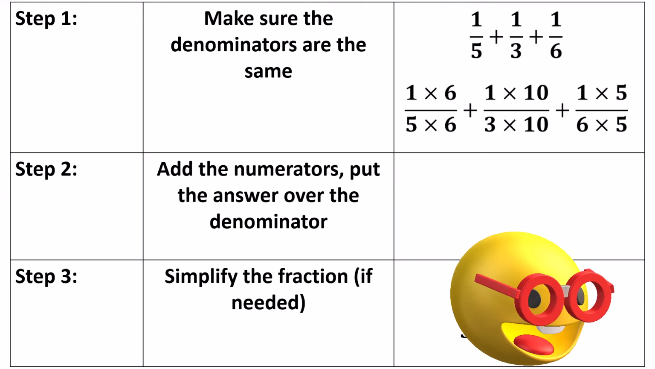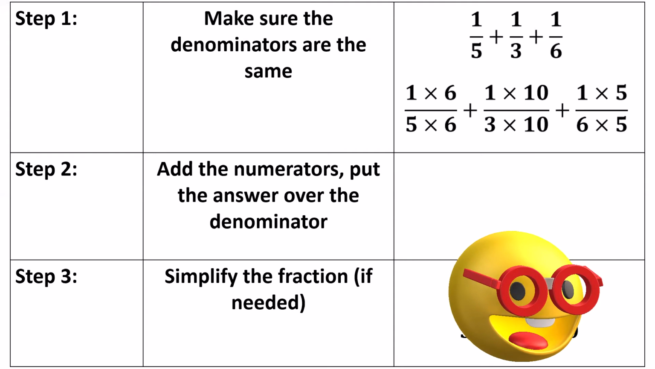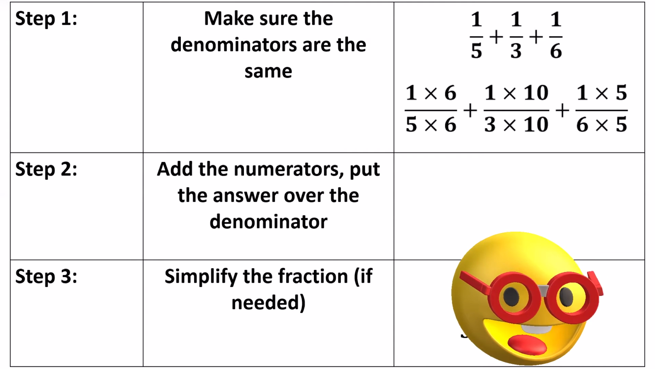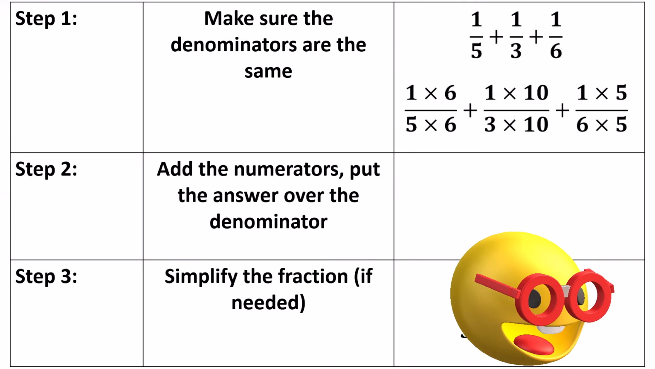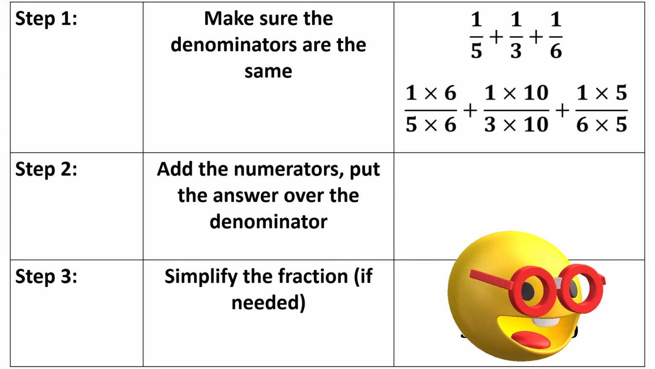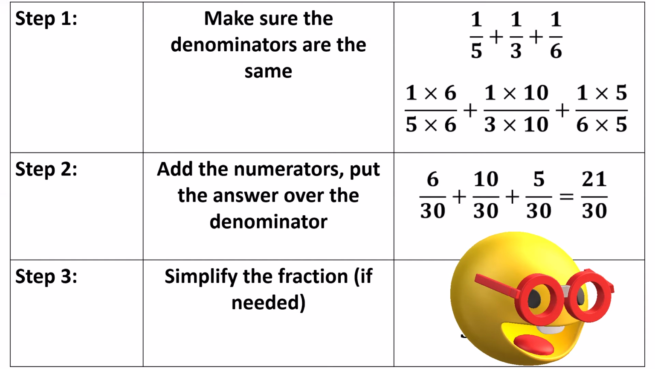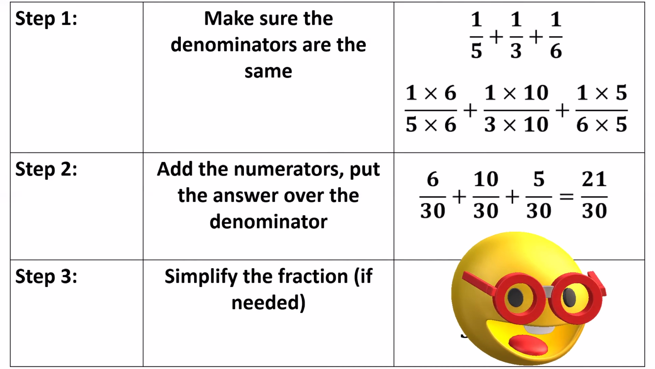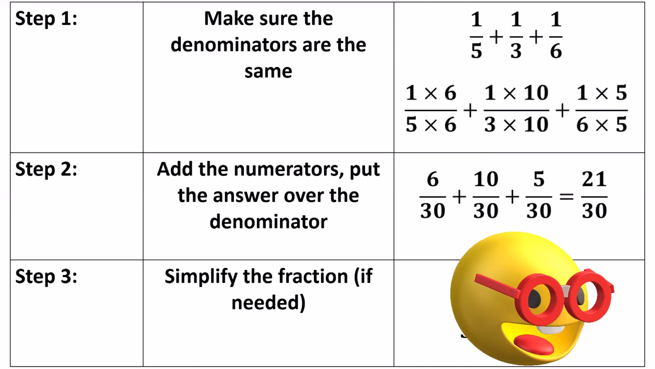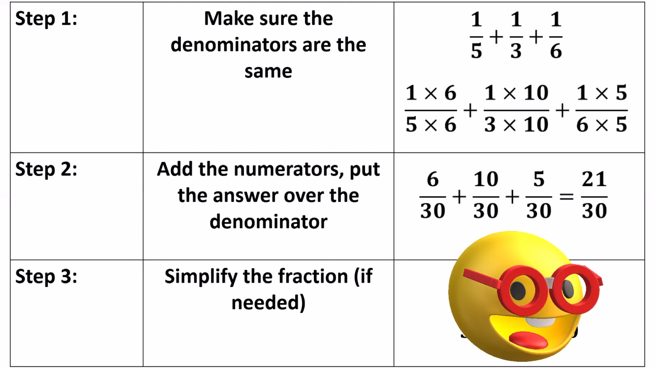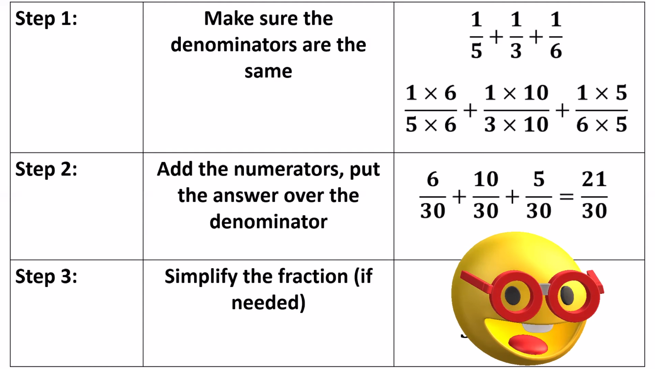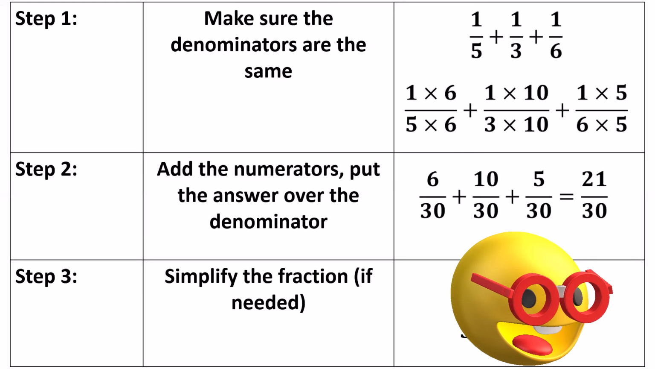And last, I have 1/6, and 6 times 5 will give me 30. 1 times 5 will give me 5. Now let's write that in a different way so that we can add up our numerators. We wrote it so we can see the equivalent of all of our fractions with the denominator of 30. So we have 6/30 plus 10/30 plus 5/30. All we have to do is add up the numerators. So 6 plus 10 gives me 16, plus 5 gives me 21.